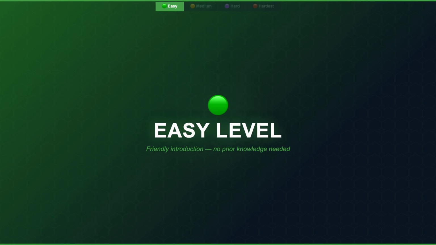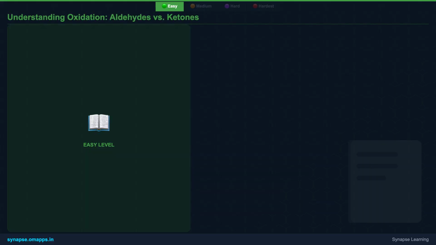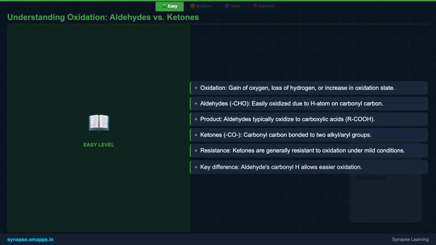Let's begin with the easy stuff. Oxidation in organic chemistry is a key reaction, often involving the gain of oxygen or loss of hydrogen. Aldehydes, with their unique CHO group, are quite reactive. The hydrogen atom directly attached to the carbonyl carbon makes them very easy to oxidize. They readily transform into carboxylic acids.